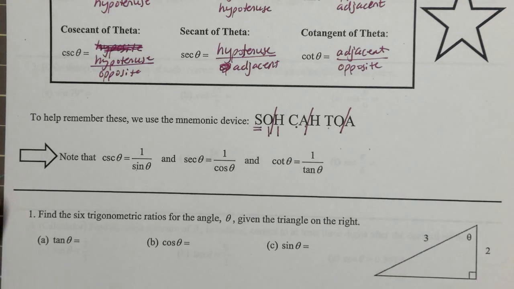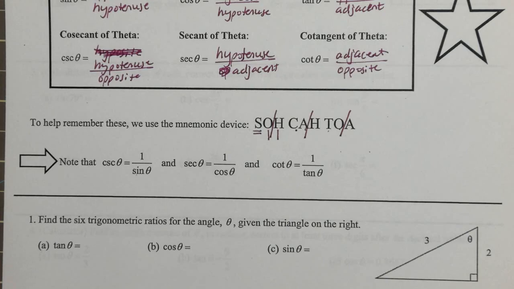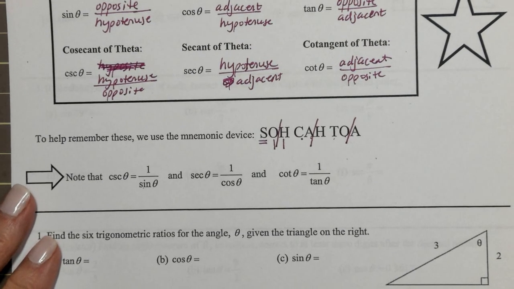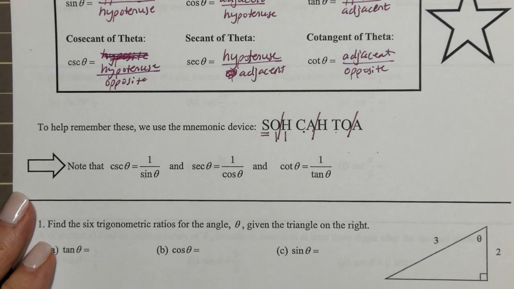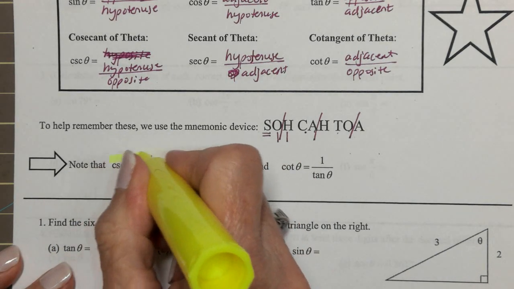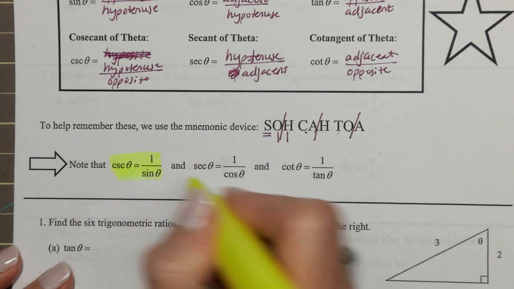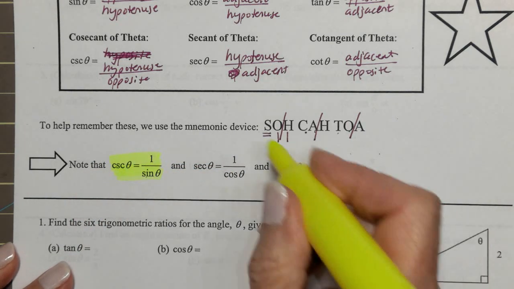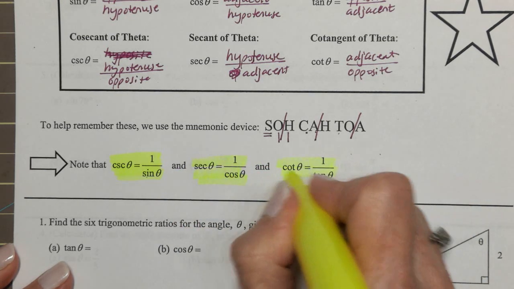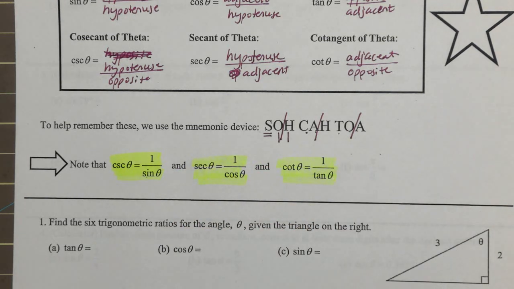And also, it's crucial that you remember that cosecant is 1 over sine. It is the flip of sine. Secant is 1 over cosine. Cotangent is 1 over tangent.